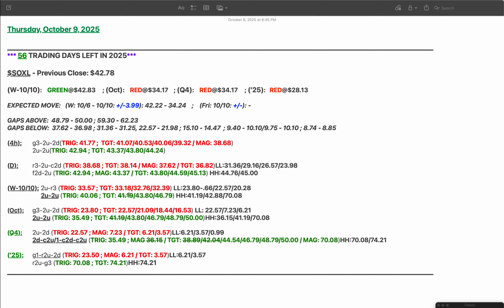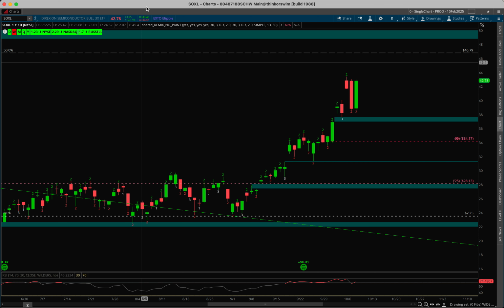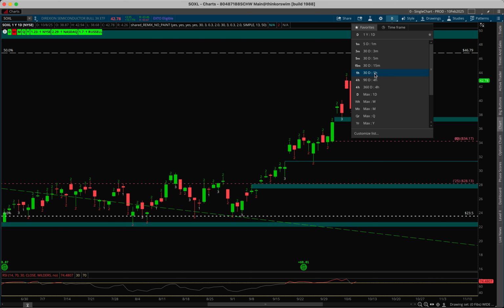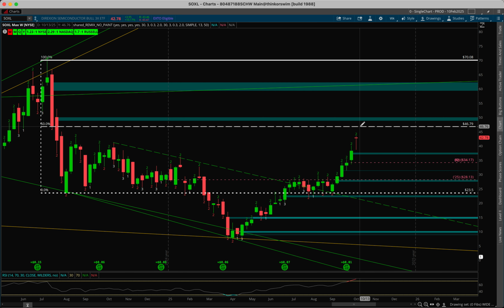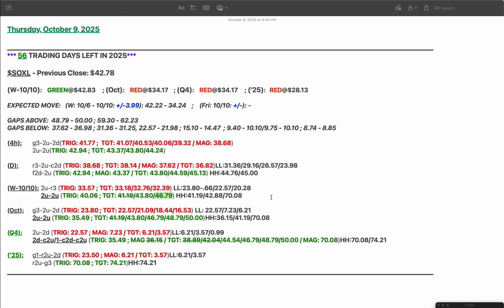I'm looking just for more upside. Looking for the 43.80, 46.79 is pretty far out, but that gets us above. I'll just go back to the chart real quick so I can show you. Week. That gets us back above the 50% of last year, right? So that's a pretty major point of inflection, and that would be a big hurdle to get over.